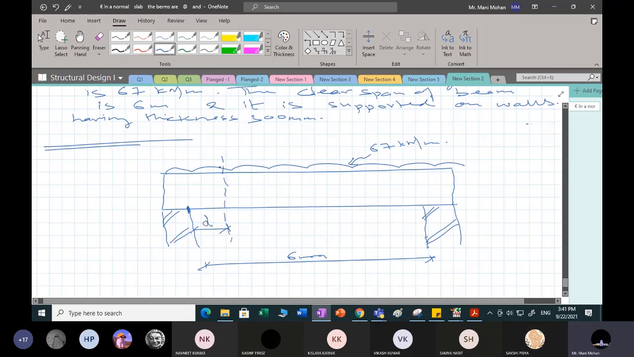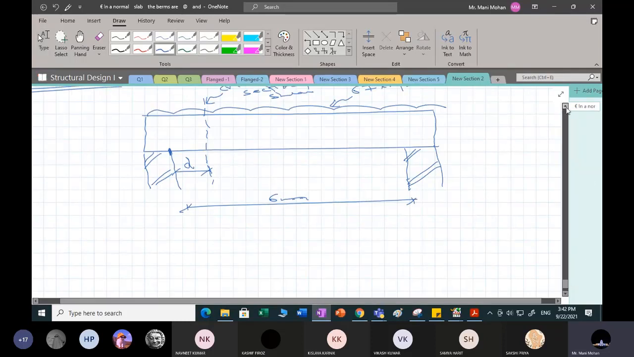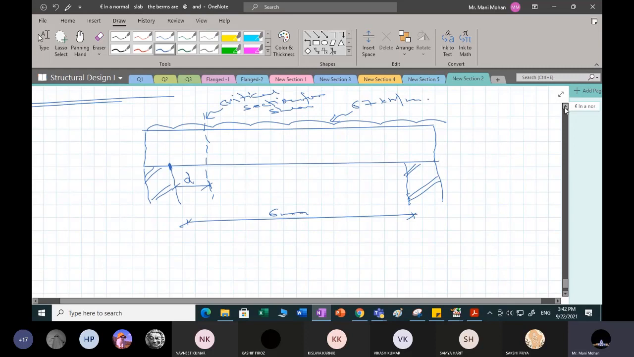Okay, so this is our critical section for shear. So I would like to know what is the shear force over here. Okay, so I hope this point is clear where you are going to locate the critical section for shear.